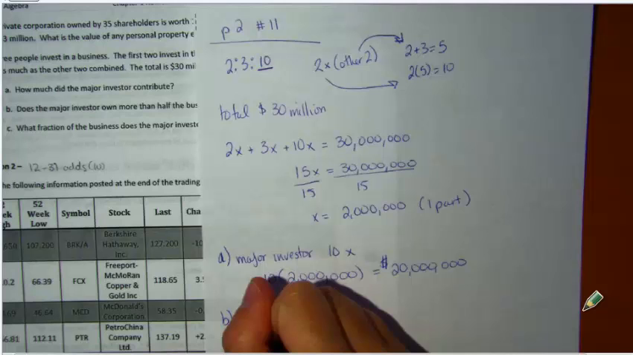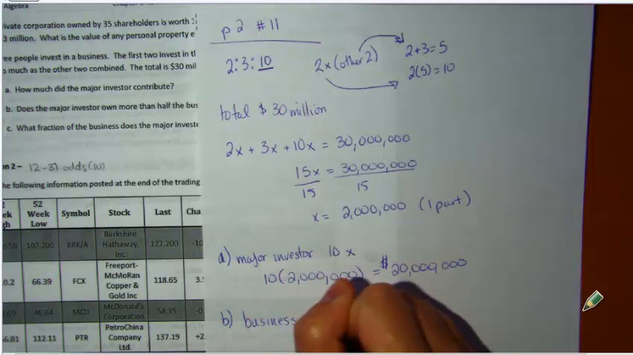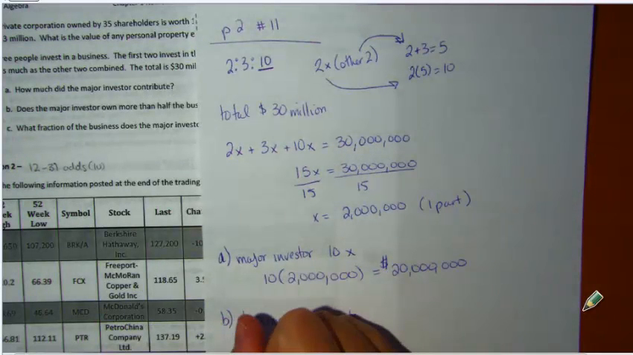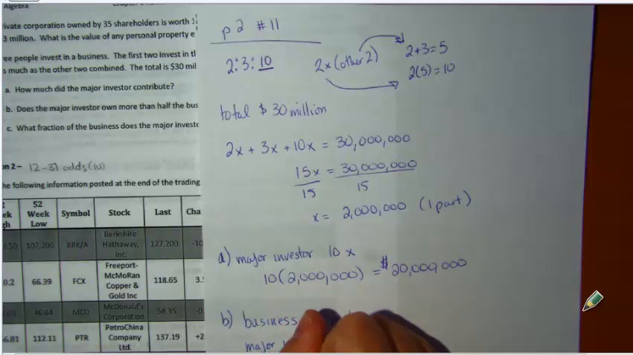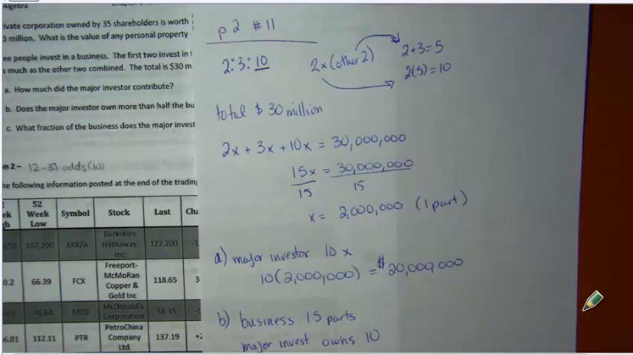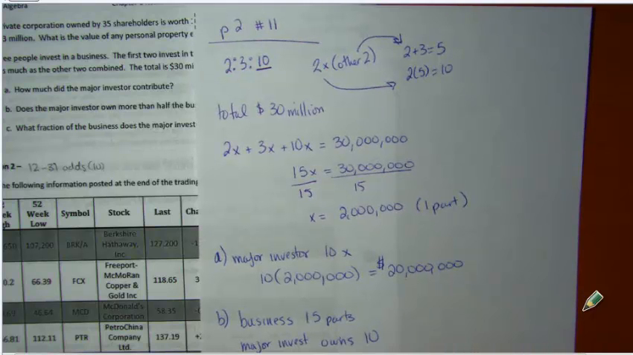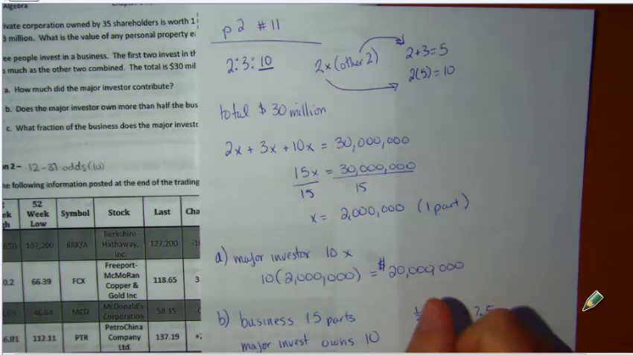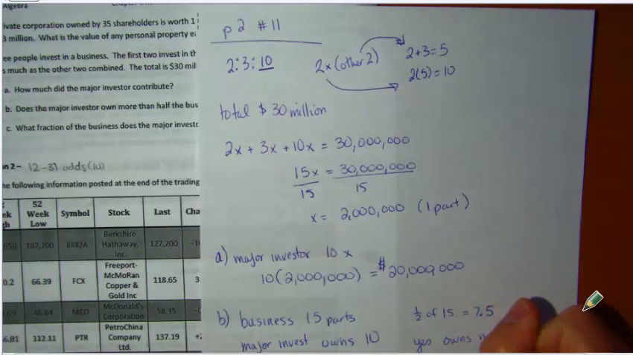Well, the business has 15 parts, right? Because the ratio gave us 15. And the major guy owns 10. We want to know if he owns more than half of the business. Well, what's half of 15? Half of 15 is 7.5. So the major investor owns 10, which is more than 7.5. So yes, owns more than half.